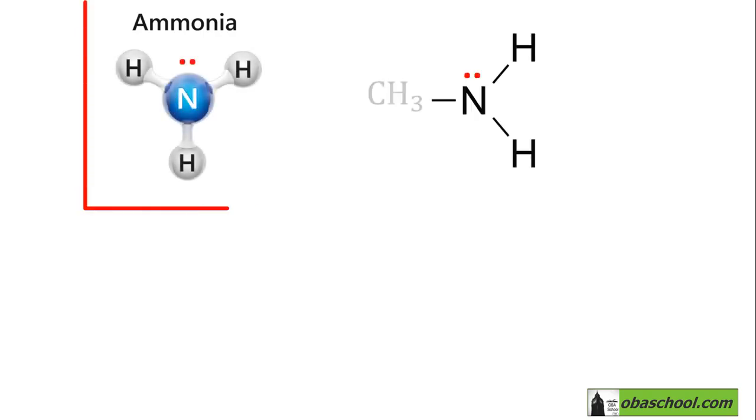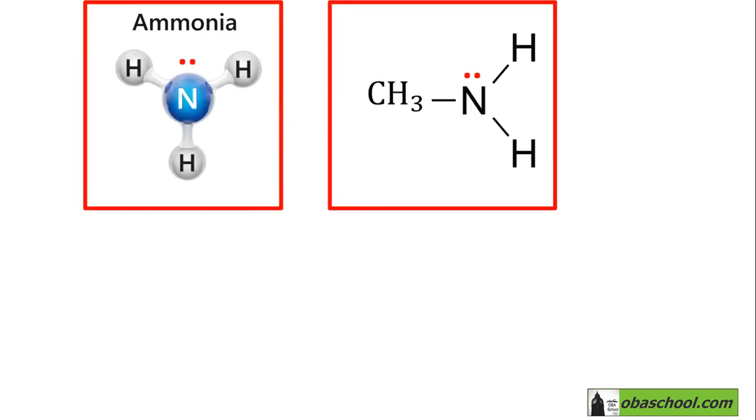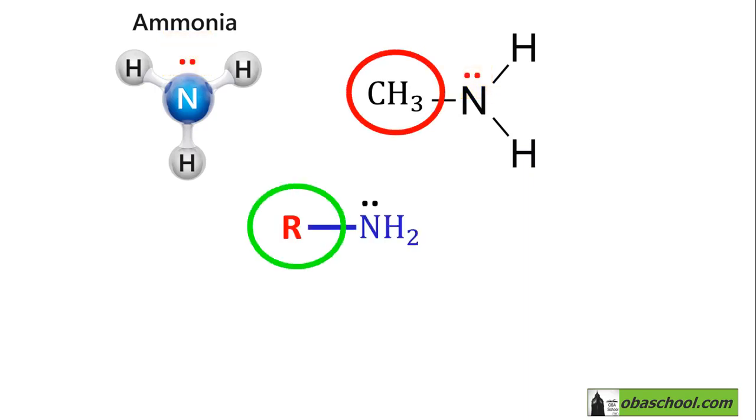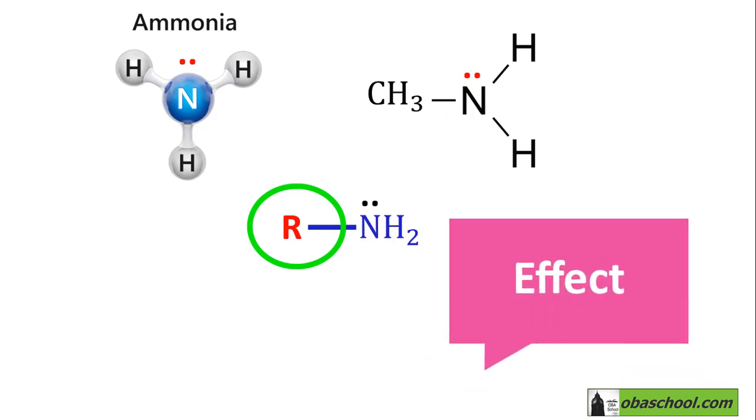Let's start here by looking at ammonia and at amines. Both ammonia and amines have a lone pair of electrons that attract a proton. The alkyl group found in amines, here specifically in primary amines, is represented by a red R letter, and it has an effect on the amine itself.